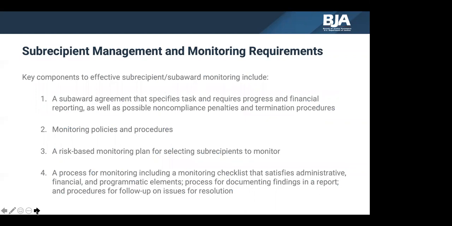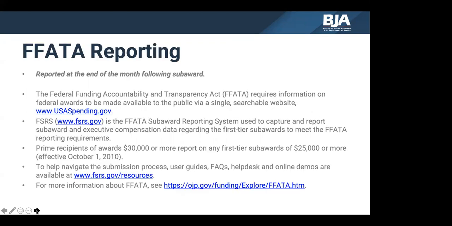Subrecipient management and monitoring requirements. You, as the award recipient, are required to monitor the performance and compliance of all subrecipients, just as OJP and BJA must do with all of our direct grant recipients. The previous slide has links to full details on what this entails. This summarizes the minimal requirements. FFATA reporting. Recipients must report on all subawards of $30,000 or more via the FFATA Subaward Reporting System, FSRS, by the end of the month following the date of the subaward agreement.